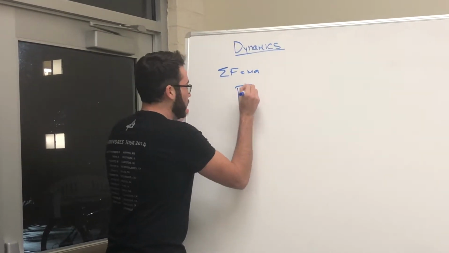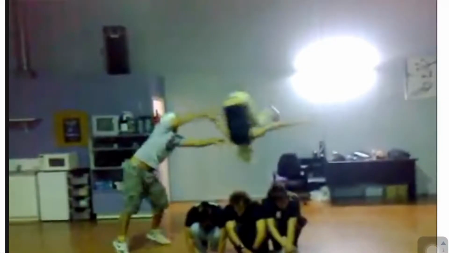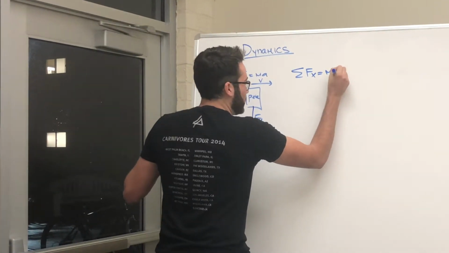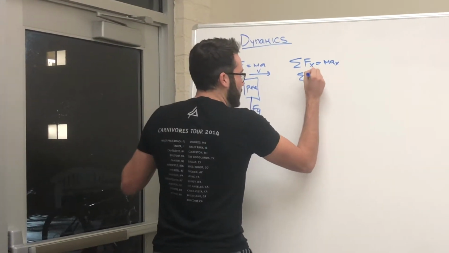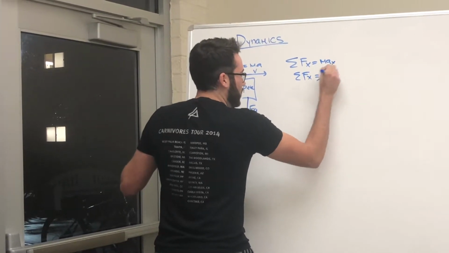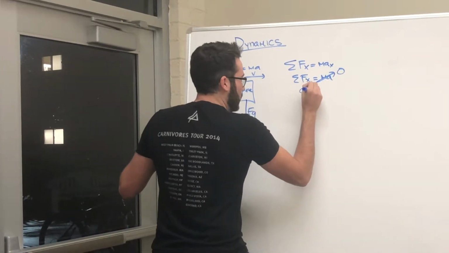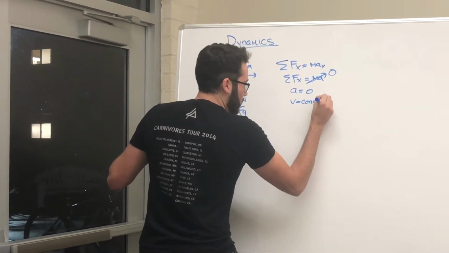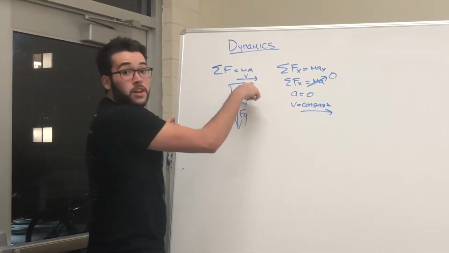Here you got your man Pete. After the push, he has some velocity in this direction, and the only force acting on him is the force of gravity. So you're gonna think the sum of the forces in the x direction equals mass times acceleration in the x direction. Since there's no force in the x direction, you got mass times acceleration. This is 0, acceleration equals 0, therefore velocity is constant in this direction, right there.